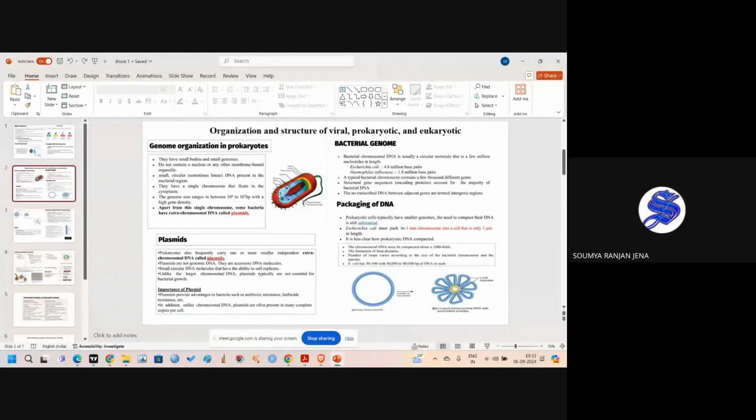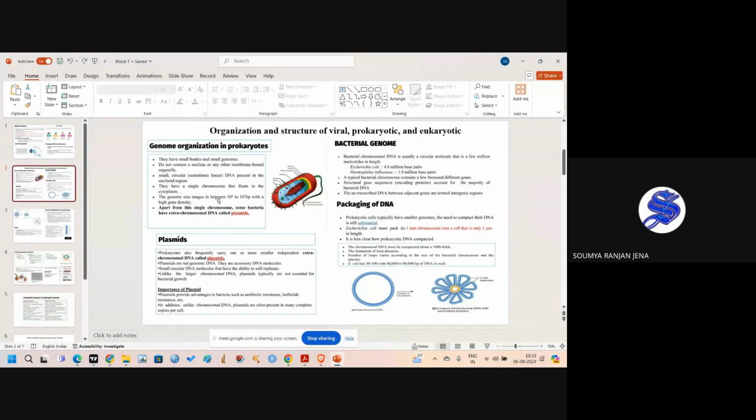They do not have a nucleus and any other membrane bound organelle. In prokaryotes there are no membrane bound organelles, and these are small in size, with small and circular DNA present inside the nucleoid region. As we discussed, nucleoid means the DNA is organized in an irregular shape. They have a single chromosome that floats in the cytoplasm. As we discussed, it does not contain a nucleus, so the DNA floats inside the cytoplasm.